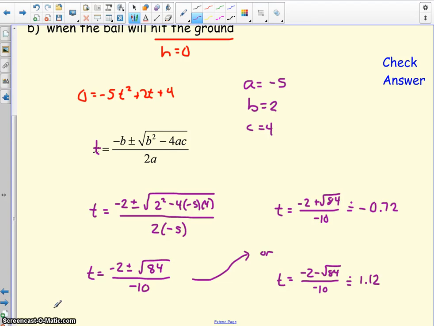Okay, so take a minute here and check your answers. So when I subbed in all the numbers, I simplified underneath the square root, and I got 84 underneath the square root for my discriminant. So I have negative 2 plus or minus square root of 84 all over negative 10.